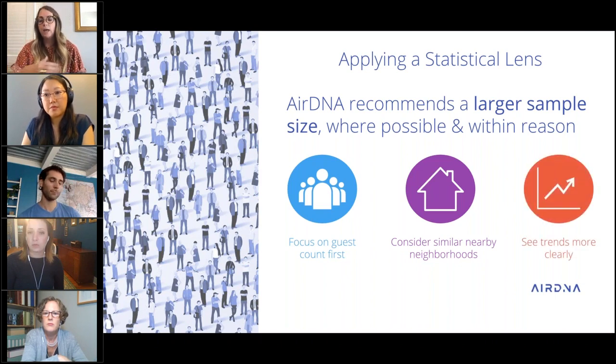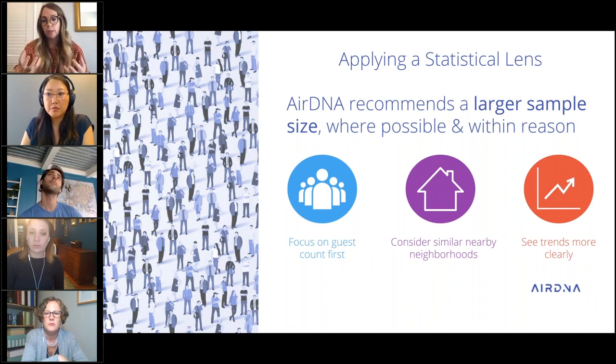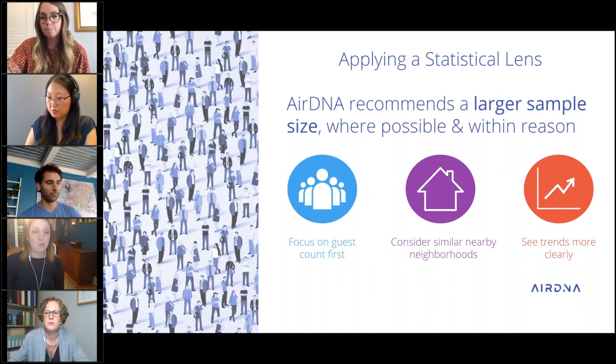And the real point of this is to be able to see trends more clearly as you start to use this data and take actions off this comp set. If you have a larger sample size and you're able to have more properties, then you can start to see things more clearly. The trends will be less volatile, and also outlier properties may not affect those trends as much and skew or bias the data that you're seeing.